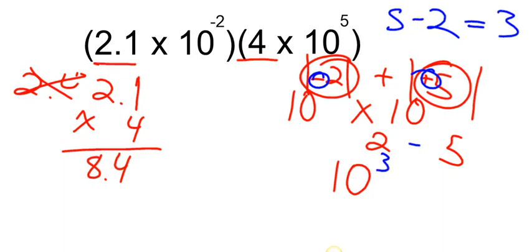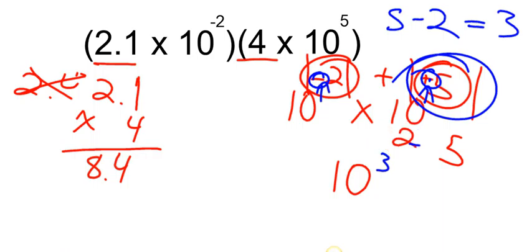And then we're going to look at our signs. We have a negative sign and a positive sign. And of course, since the 5 had the larger absolute value, we're going to take that plus sign. So it's going to be a positive 3. It is not going to become a negative 3. But in the end, we can join our two pieces together and say 8.4 times 10 to the third for our answer.